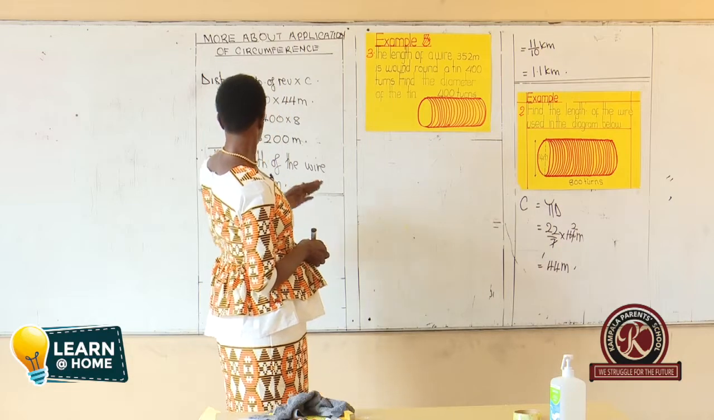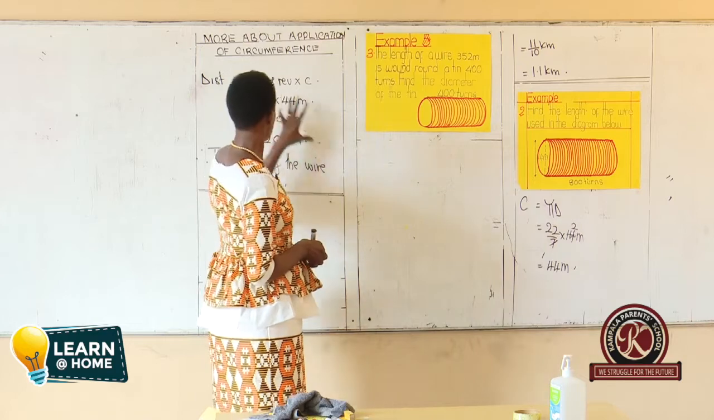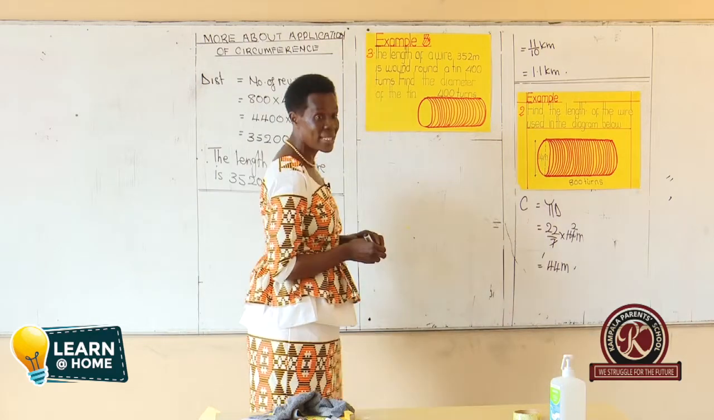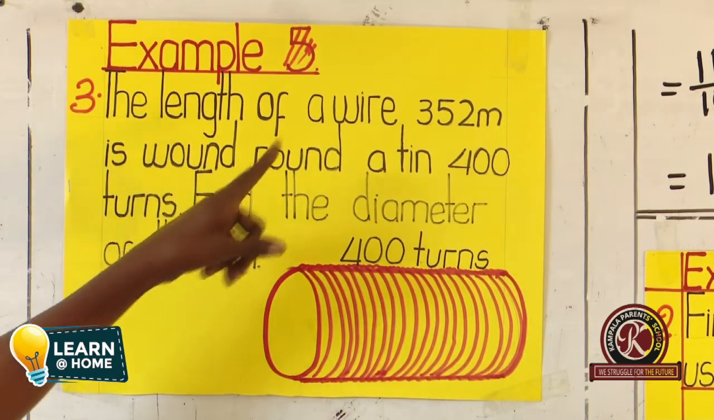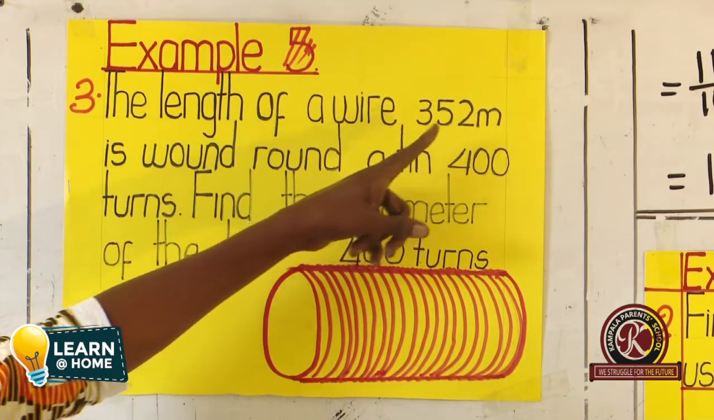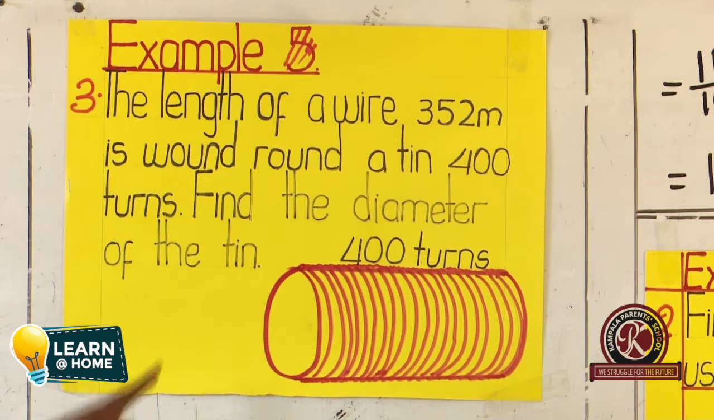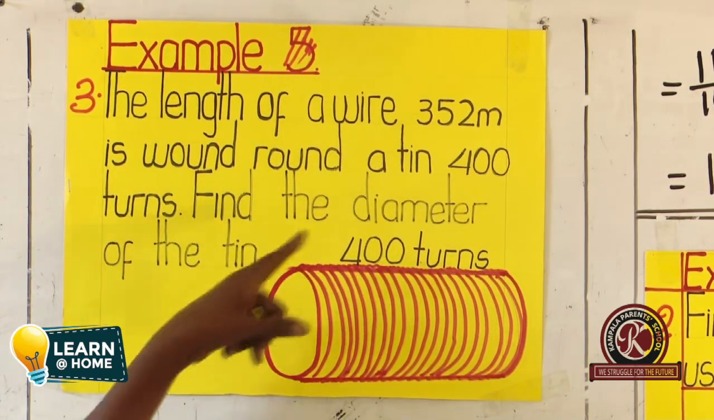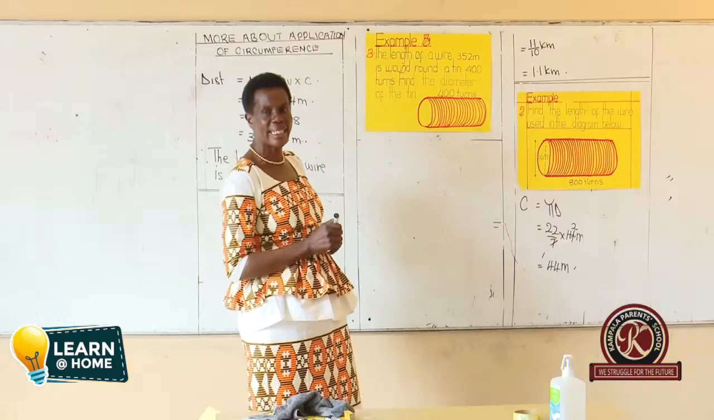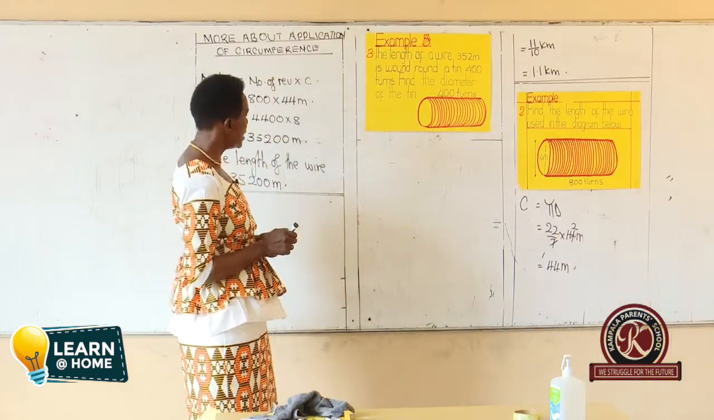So, as I've already told you, we have completed the second example. We are going to the third example. Our third example says the length of a wire, 352 meters, is wound round a tin, 400 times. Find the diameter of the tin.